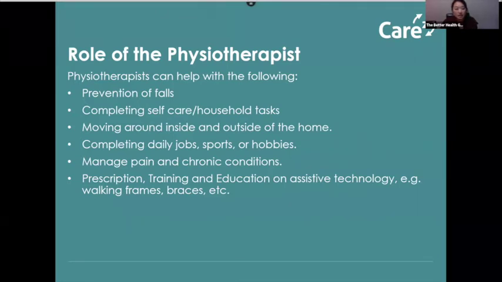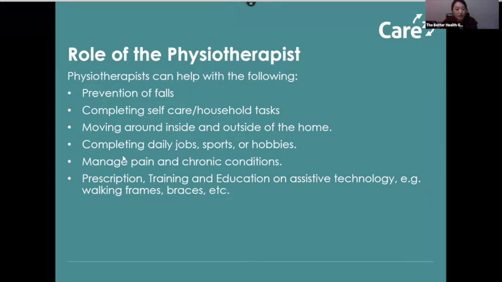Some of the most common things we can help with is prevention of falls, particularly if a participant has a history of falls or is a falls risk, whether due to poor balance, poor coordination, or poor mobility. We can also help if they have issues completing self-care or household tasks, limited by reduced functional tolerances, for example in sitting, standing, reaching, lifting, or bending.